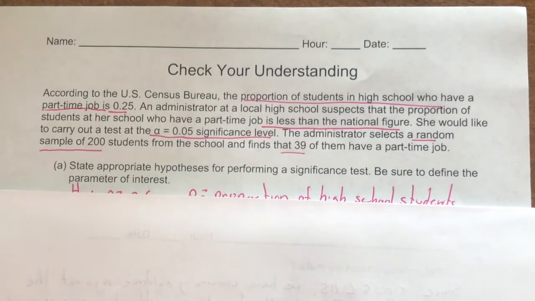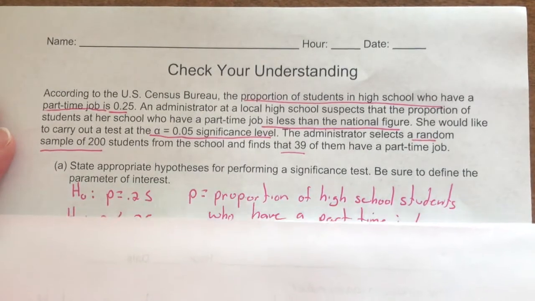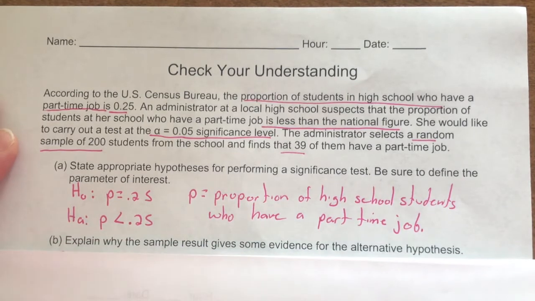Okay, so let's see how you did on the check understanding. So according to the U.S. Census Bureau, the proportion of students in high school who have a part-time job is 0.25. An administrator at a local high school suspects that the proportion of students at her school who have a part-time job is less than the national figure. She would like to carry out a test at the significance level of 0.05. The administrator selects a random sample of 200 students from the school and finds that 39 of them have a part-time job. So, state the appropriate hypothesis for performing a significance test and be sure to define the parameter of interest.